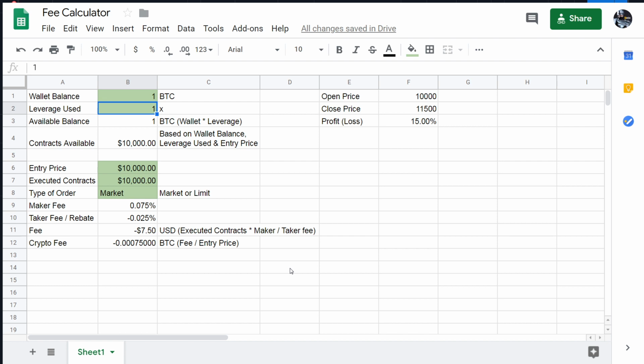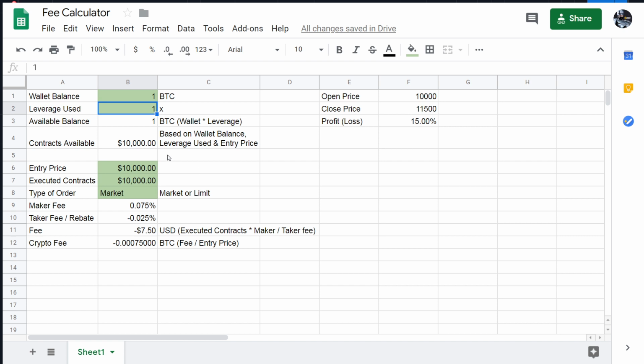1x leverage is the equivalent of you going and just buying or selling on a spot exchange. With the exception that when you go long with 1x leverage, you're actually gaining Bitcoin, whereas if you go long on something like Coinbase, you're not gaining any Bitcoin moving up, you're just gaining on your US dollars. We'll leave that topic for another time.